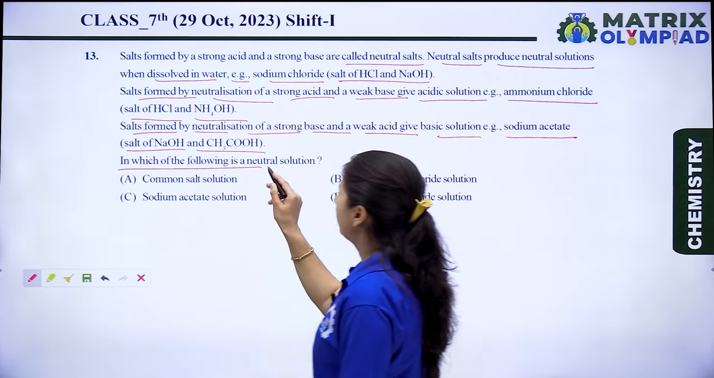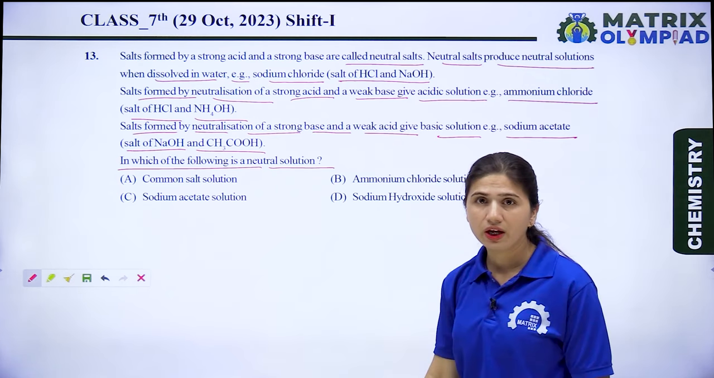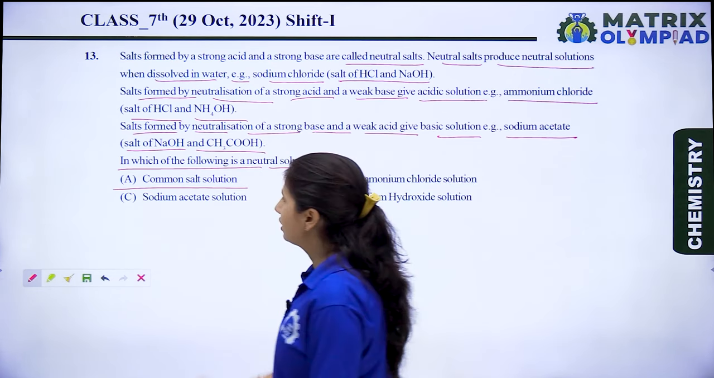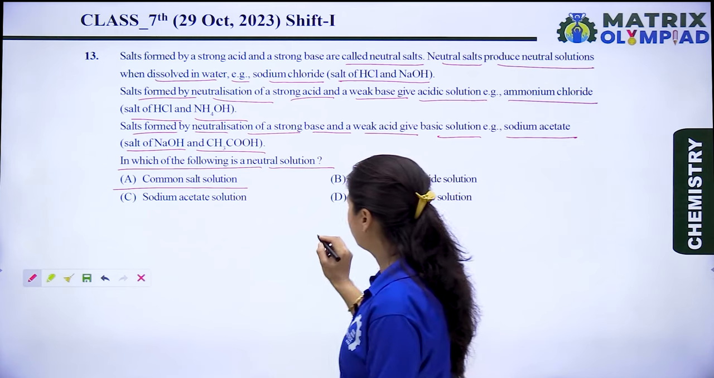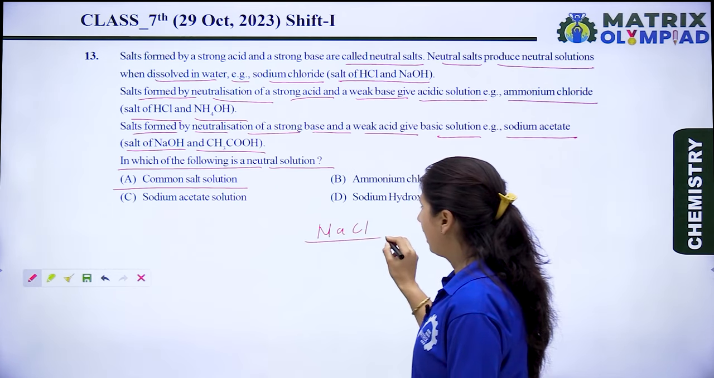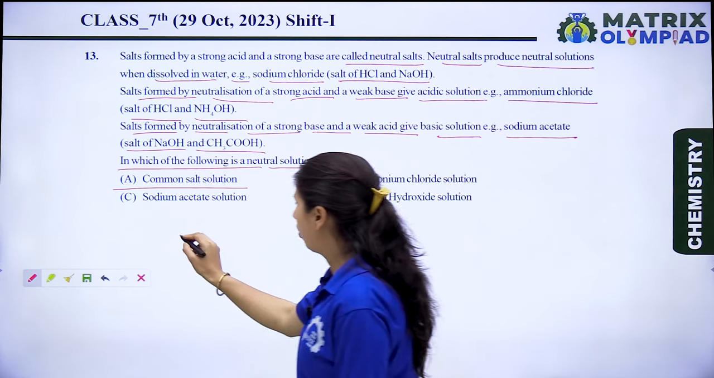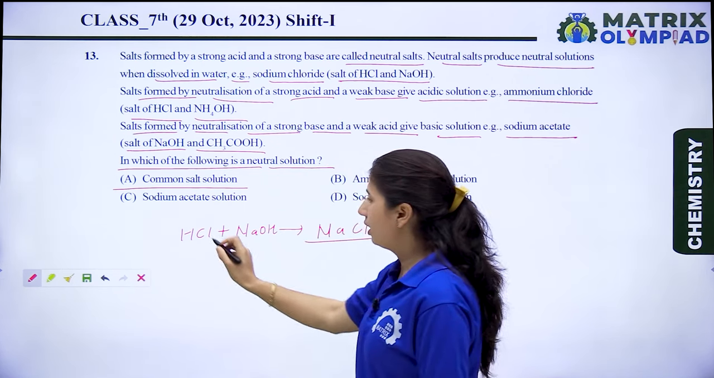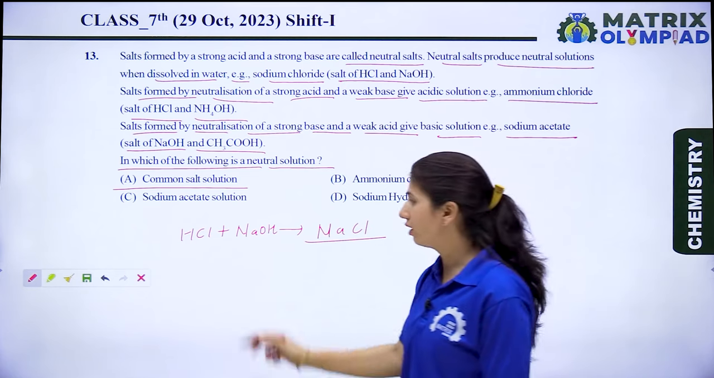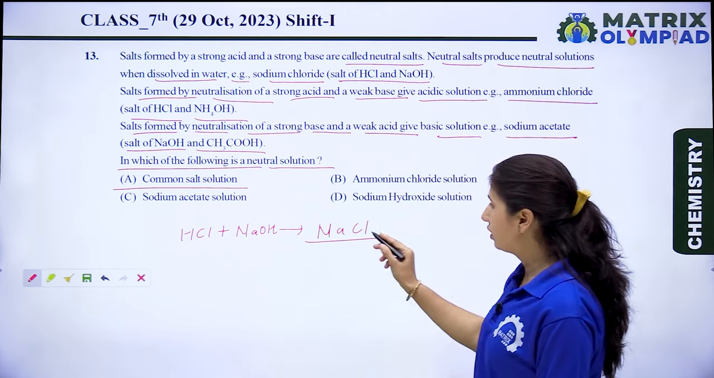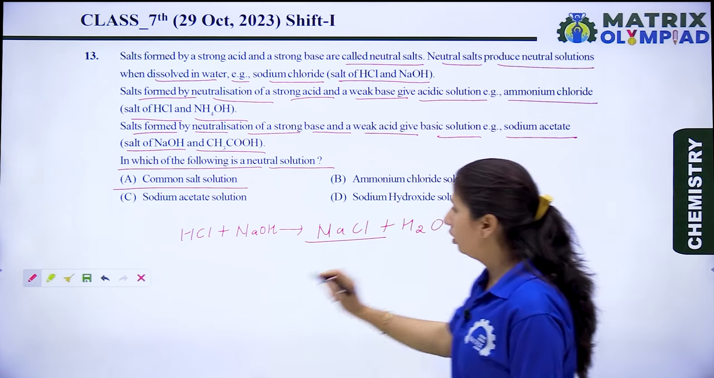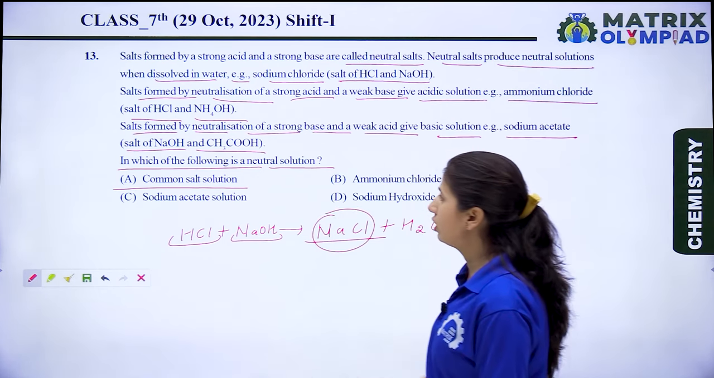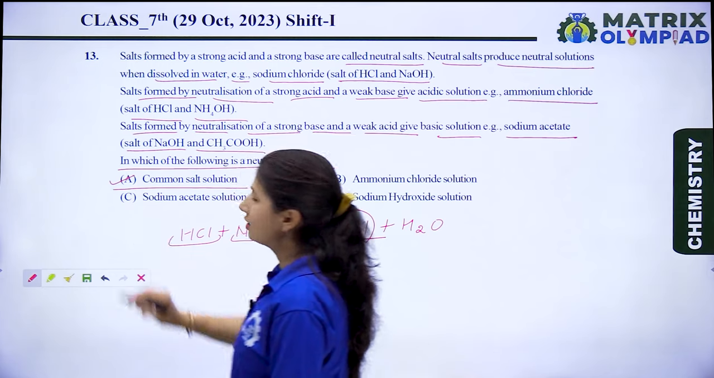Which of the following is a neutral solution? Okay, so which of the solutions is neutral in nature? Now let's see the first option. First is the common salt solution. We know that common salt is NaCl. And this NaCl is produced by the combination of HCl plus NaOH. It means when strong acid, hydrochloric acid, reacts with sodium hydroxide, it gives NaCl plus water. So the acid and base both are strong in nature, so it produces a neutral salt. Okay, so option A is the right option.